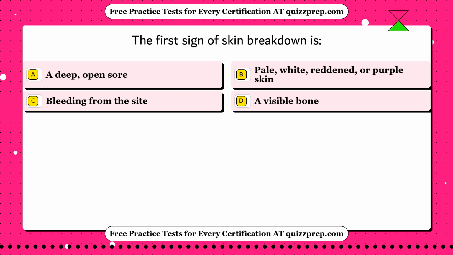Question 30. The first sign of skin breakdown is: option A, a deep, open sore. Option B, pale, white, reddened, or purple skin. Option C, bleeding from the site. Option D, a visible bone.